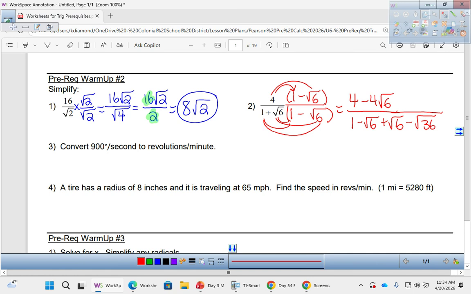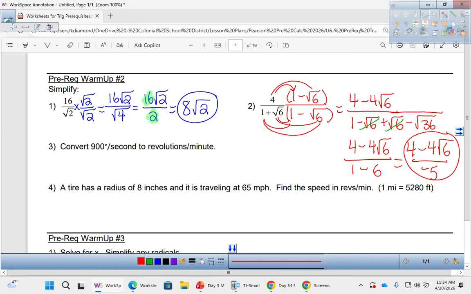From here, I can see that these terms cancel out. And they should. When you're multiplying by a conjugate, those middle terms should cancel out. So I'm left with 4 minus 4 root 6 over 1 minus 6, because the square root of 36 is just 6. So 4 minus 4 root 6 over negative 5. If the numbers outside the root had common factors, like let's say the bottom was negative 2, I would simplify by reducing those numbers, but in this case, there are no like terms. So I'm just going to leave it like this.